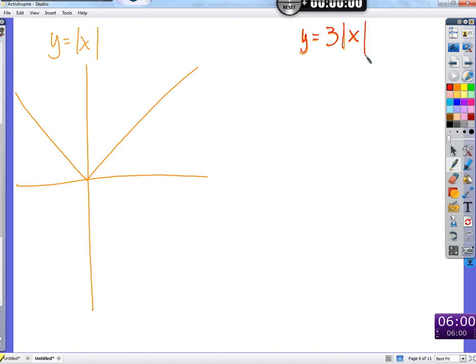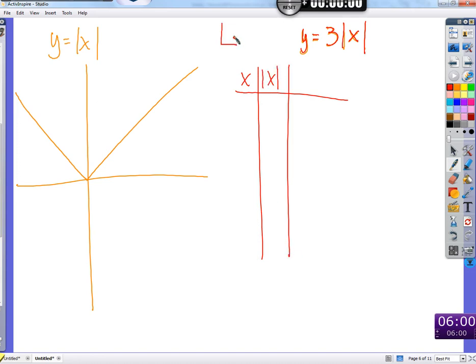So we're going to do the same thing. We're going to draw a table, because I think a table is a nice visualization to help you out. So we'll look at some inputs, some outputs of the absolute value of x. Right? And then remember what's happening here is the absolute value of x is taking stuff in, going out, and then what happens to it? It's multiplied by 3, so whatever comes in there gets multiplied by 3. Okay, and then it comes out.